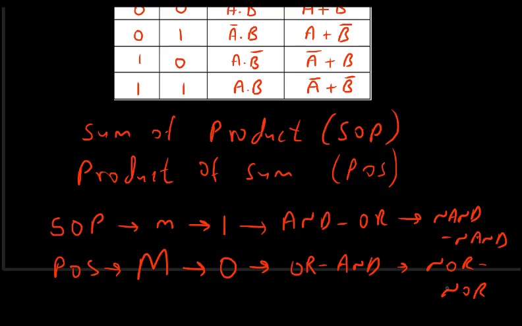This is what we have. Okay, let us take one example. Suppose we are given a particular truth table, then how to draw that particular gates? How to realize the gates? How to realize the SOP equation or POS equation, that we'll see now.